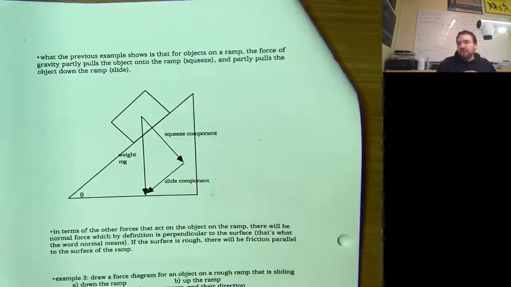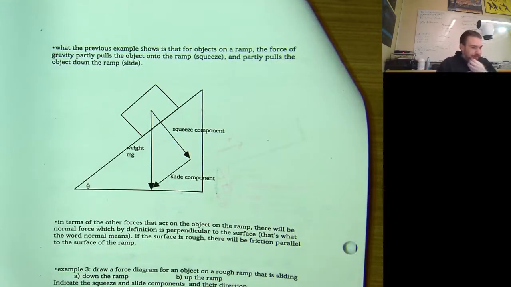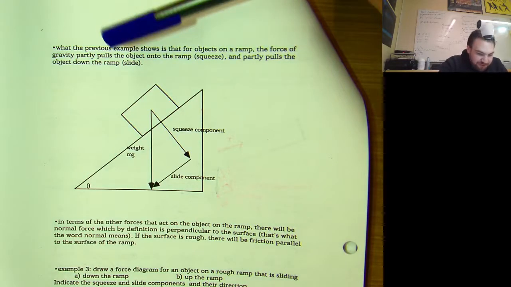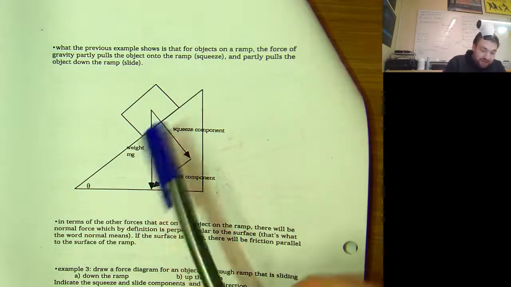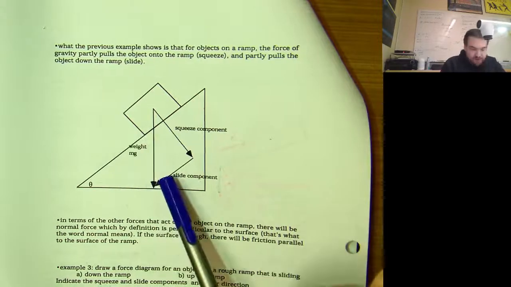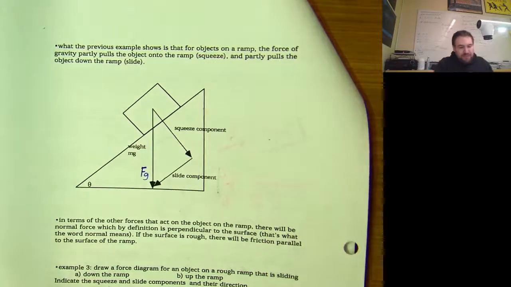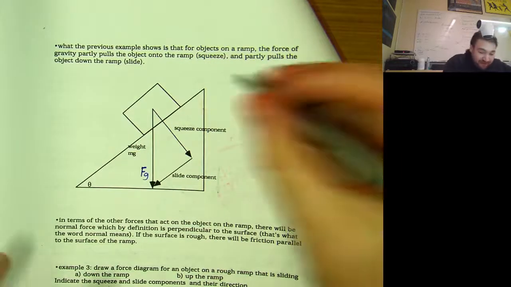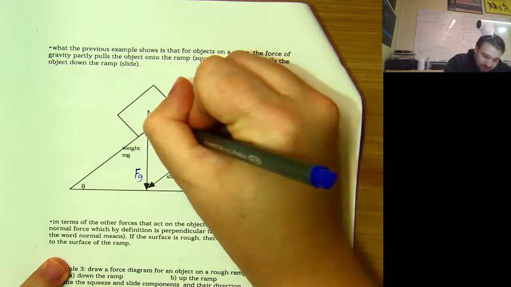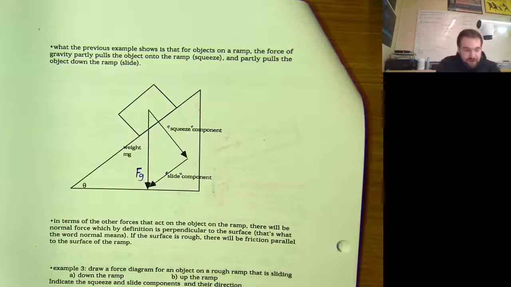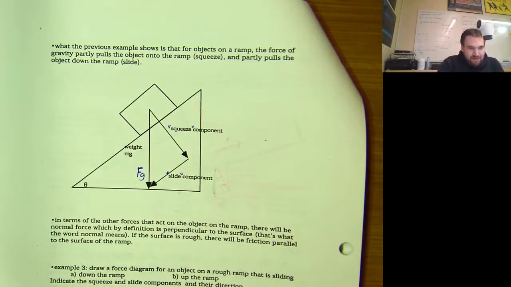So here's the general picture of what we're going to be looking at here. What the previous example shows is that for objects on a ramp, the force of gravity pulls the object down the ramp partially. I broke this up into components earlier. This guy here is FG. Now, the book is going to call it a squeeze component and a slide component. I don't like that language. I will acknowledge that it exists because that's another way to think about it. If that's an easier way for you to wrap your head around that, that's great. I will use alternative language.